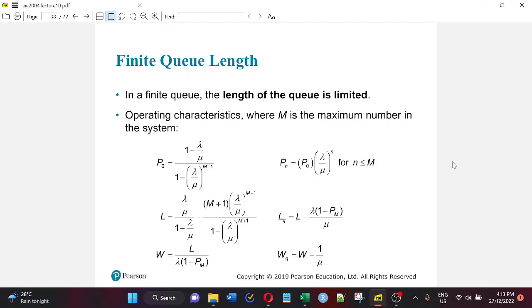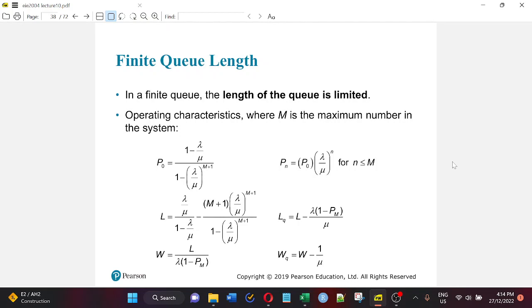So if the customers keep coming, you have to say, "I'm sorry, but our shop is full. You can go elsewhere, or you can come back later." That is the example of when the length of the queue is limited. So the operating characteristic, where M is the maximum number in the system.